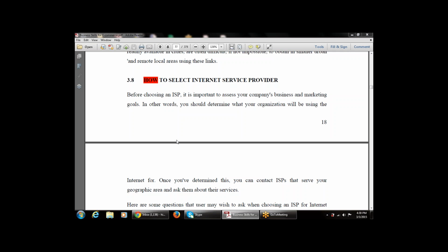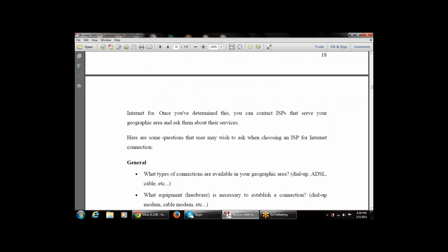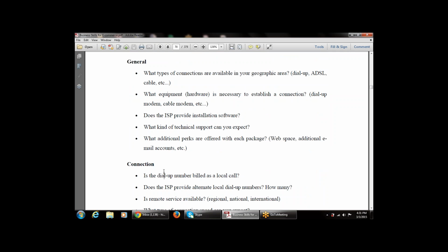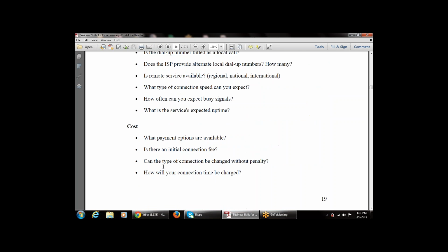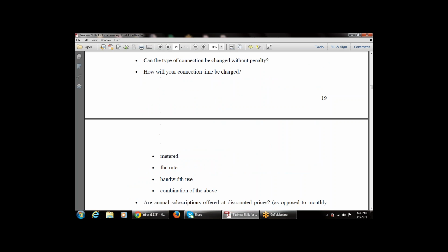Then we discussed the types of questions to keep in mind while choosing an ISP for an internet connection. There are various types of questions that are divided into various parts. One is general questions, then connection-based questions, then cost-based questions. These are the three parts that we discussed.